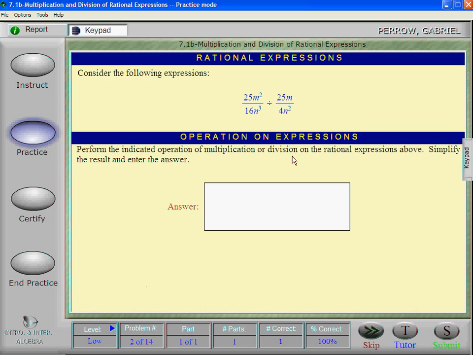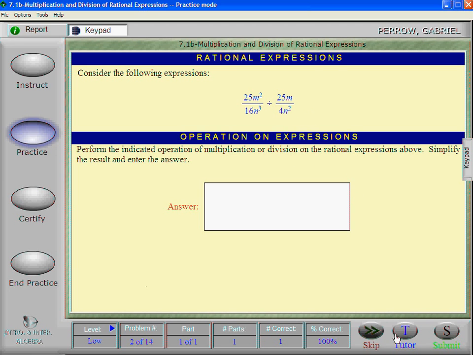Okay, here's another example. We've got 25m squared over 16n cubed divided by 25m over 4n squared. So what's different about this example compared to the previous is that it's a division of two fractions. But as long as you know how to handle this, it pretty quickly becomes like the previous example. Because you have to remember that when you divide one fraction by another, it's really the same as multiplying by the reciprocal, or the flipped fraction, that you're dividing by.